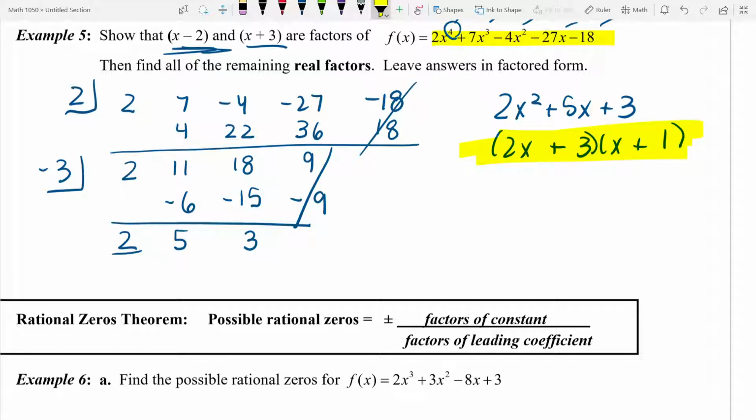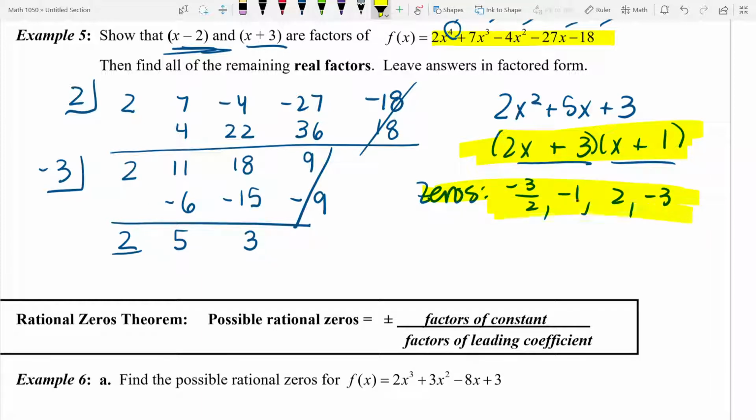It's kind of weird to say leave answers in factored form. If they asked you for all of the zeros on this question, this right here would give you a negative 3 over 2, and this right here would give me a negative 1. But those are not my only zeros. Is that it? No. What are my other zeros? Those 2 that I did synthetic division with, which are 2 and negative 3. If they did ask you for zeros, that would be the solution.